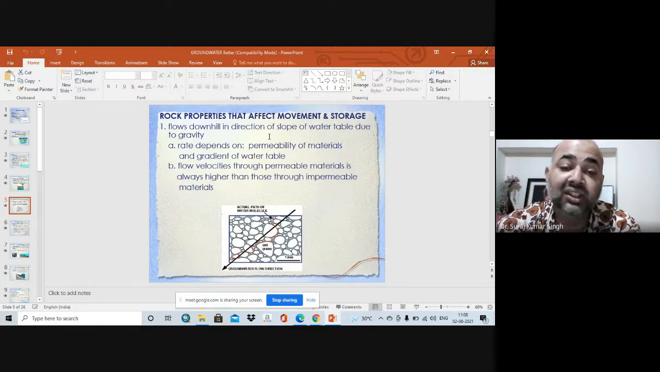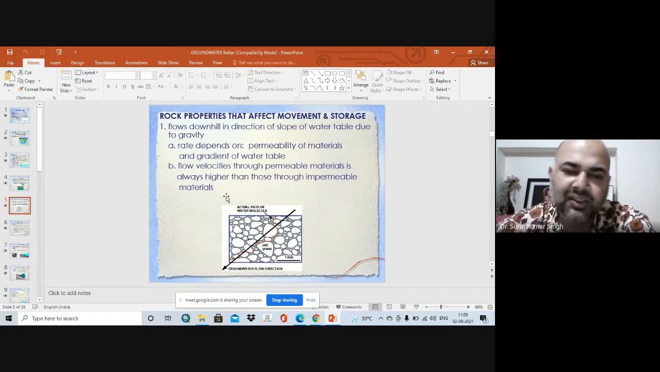So there the water literally expands, but here it flows because of a high drainage density. It flows with a greater volume, and that's why the rate is too high. So the rate depends on the permeability and the gradient of the water table. You can see what kinds of grain size or soil are available in that area, and what the slope is in that area, and depending on that the velocity differs. So flow velocity through permeable material is always higher than through impermeable material.